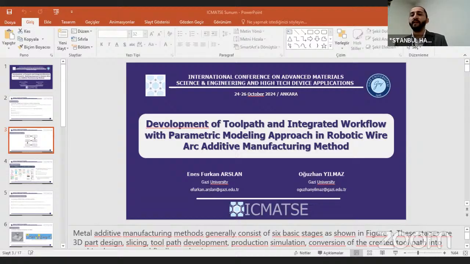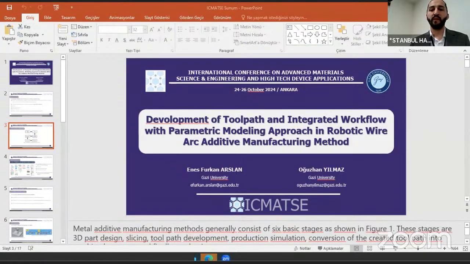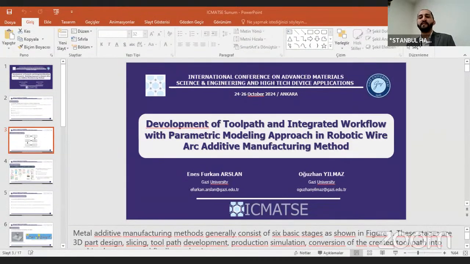A flowchart illustrates the entirety of the workflow developed in this study. The process encompasses all steps from modeling to slicing, toolpath generation, simulation, and robotic production. Finally, as a conclusion, in this study, all phases of the process were executed using the algorithm developed in Grasshopper. Only one single software was used.